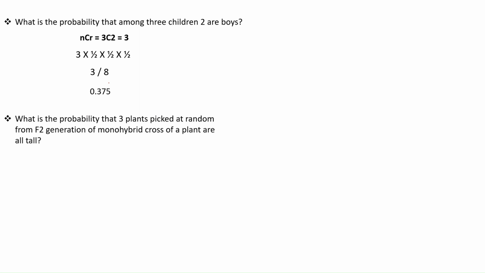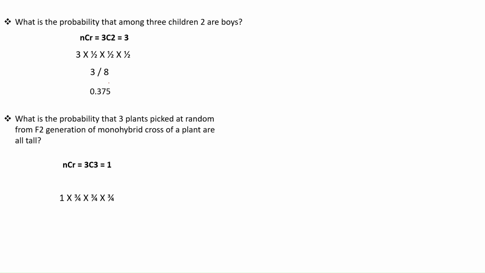Now the same we will apply for the monohybrid cross. What is the probability that 3 plants picked at random from F2 generation of monohybrid cross of a plant are all tall? So all tall means we picked 3 and we want all 3 tall. Our outcome is also tall. So 3C3, that will be 1. Now number of ways 1.